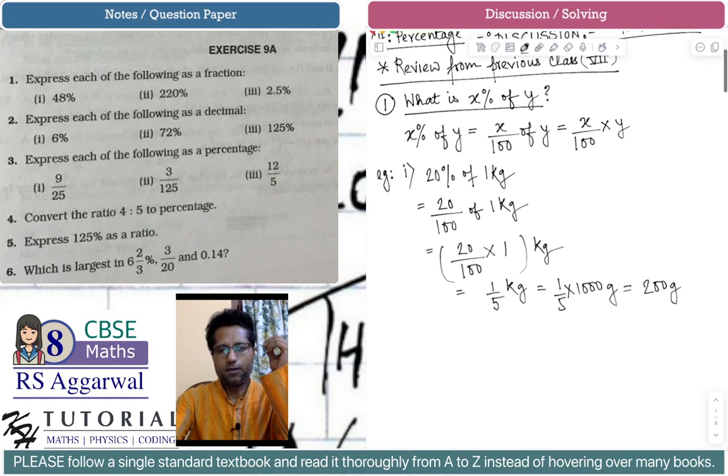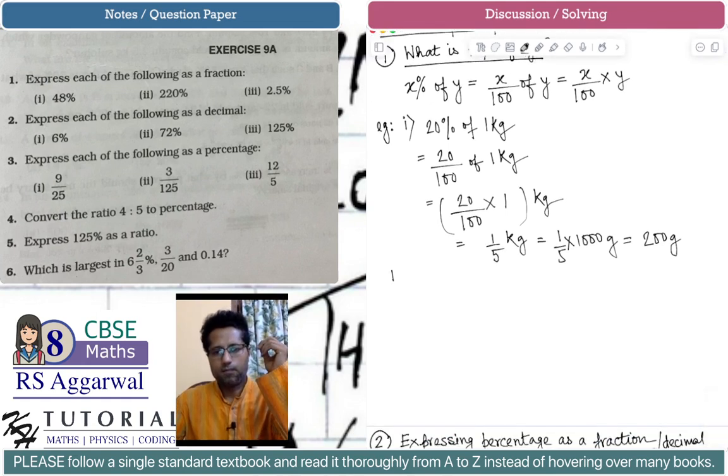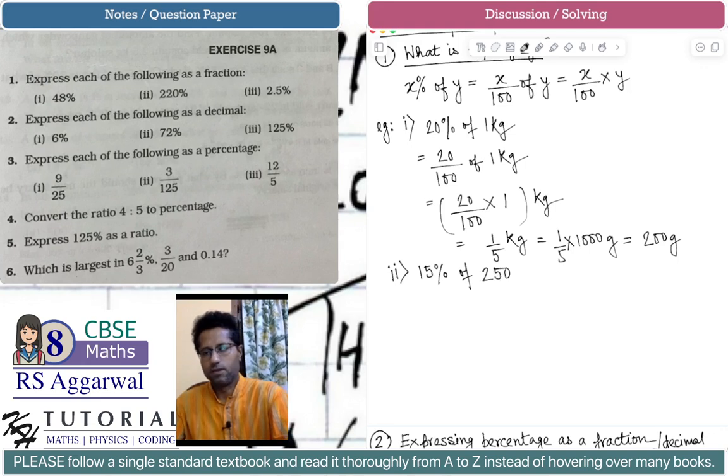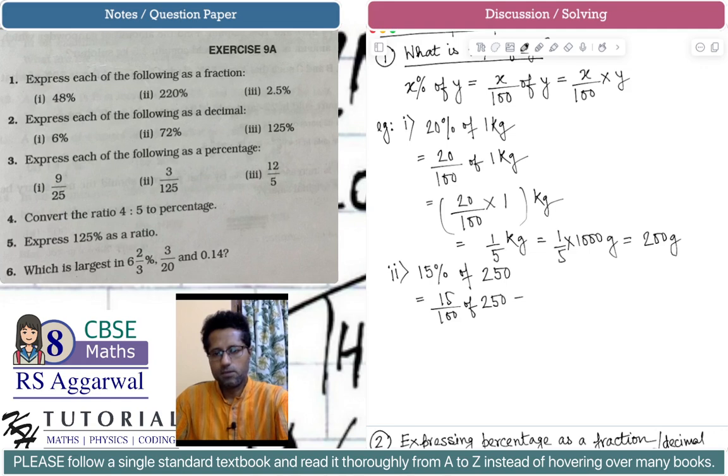Okay, let's take another example. Let's say what is 15% of, let's say, 250. Now here y is 250, it has no unit, it is purely a number, so this will be equal to 15 by 100 of 250. This is equal to 15 by 100, the of operator means multiplication, so multiplied by 250.